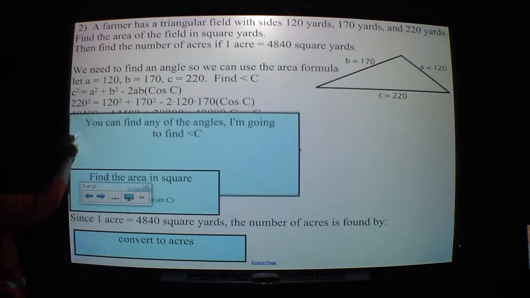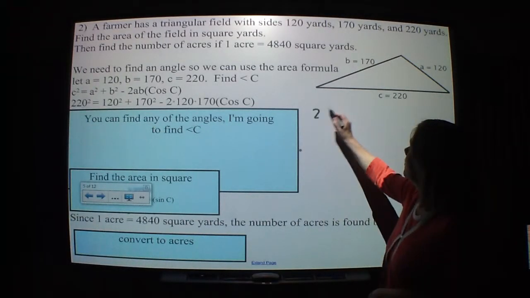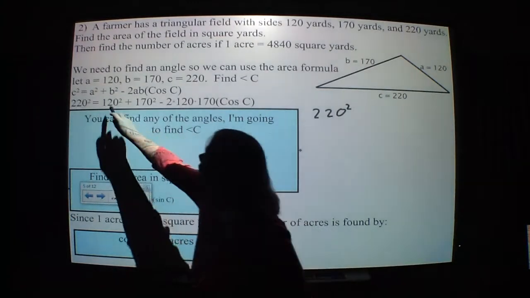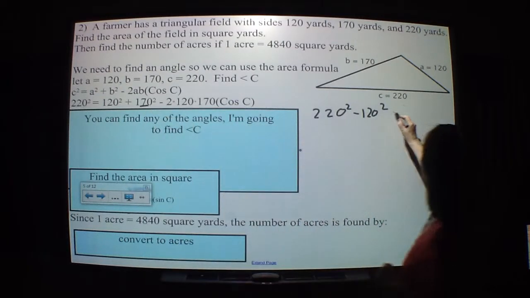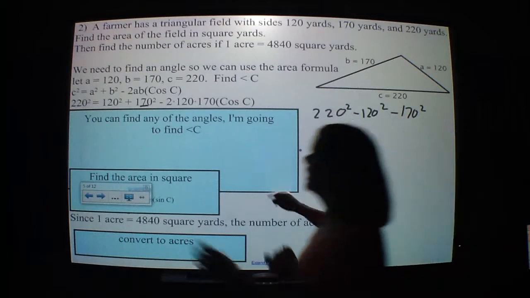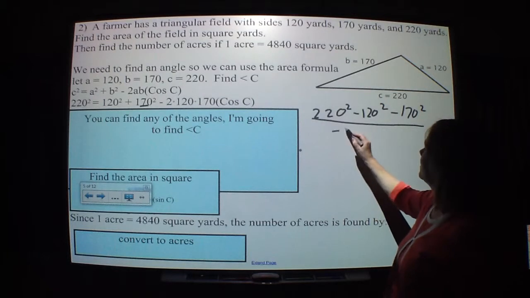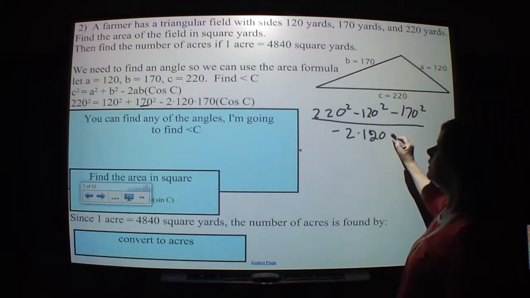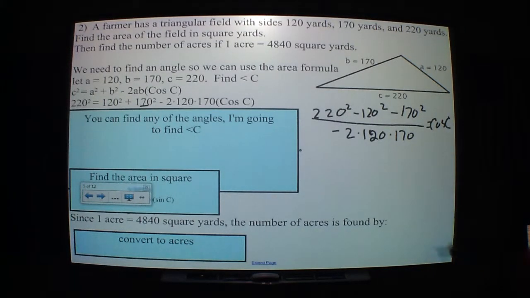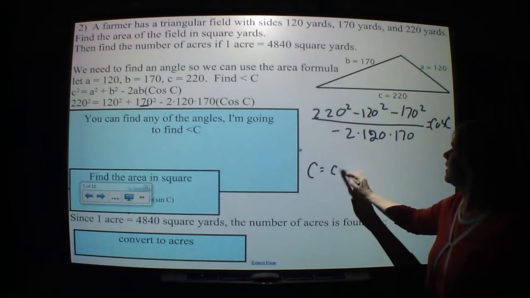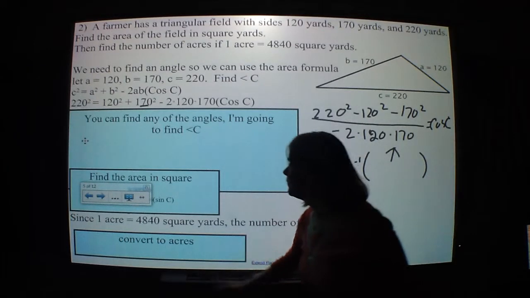I multiplied stuff out on my notes, but you don't really have to do that. Let me show you what you could do. 220 squared, move the 120 over, so minus 120 squared. Move the 170 over, minus 170 squared. So then that would be equal to this right here. Solve for cosine of c, so then I'm going to divide by the -2 times 120 times 170. This is equal to cosine of c. So if I want c, I would take the inverse cosine of that right there. Okay?